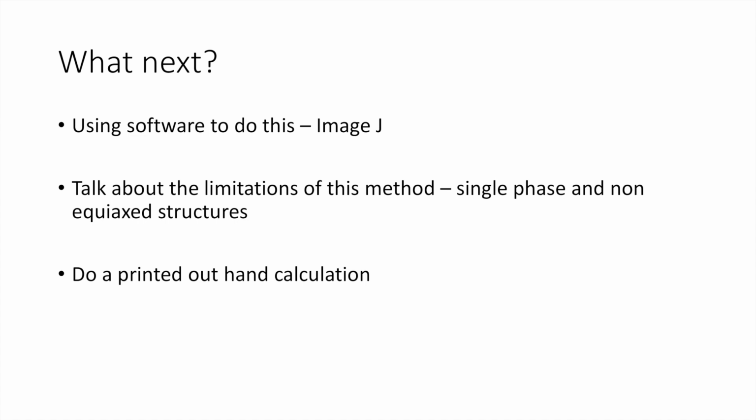So what's next? In a couple of separate videos, I'm going to use ImageJ to do exactly what we've done here, but it will make your life a lot easier. Software tends to do that. I'm going to make another video talking about the limitations of this method, speaking more about what I meant by single phase alloys or single phase microstructures, and touch on how we may do this for non-equiaxed structures. I'm also going to do a printed out version. Sometimes you'll just have a printed out microstructure and you need to figure out the grain size that way, and there's a good way of doing that, so I'm going to go through that as well.